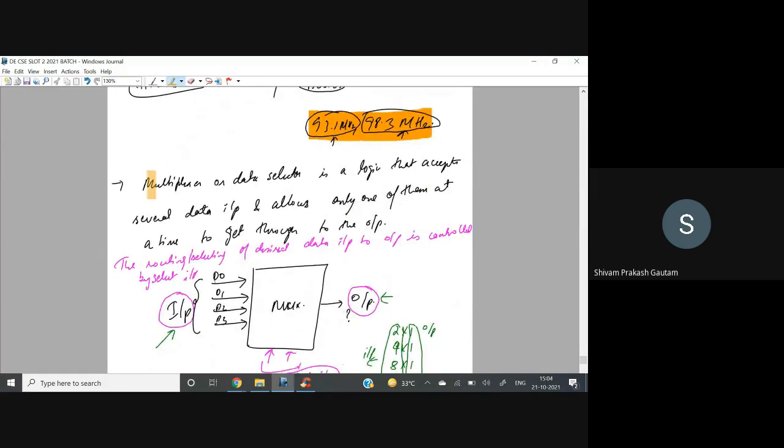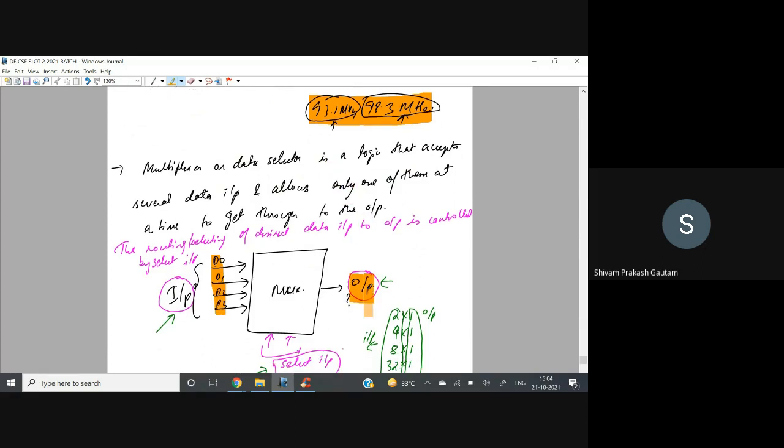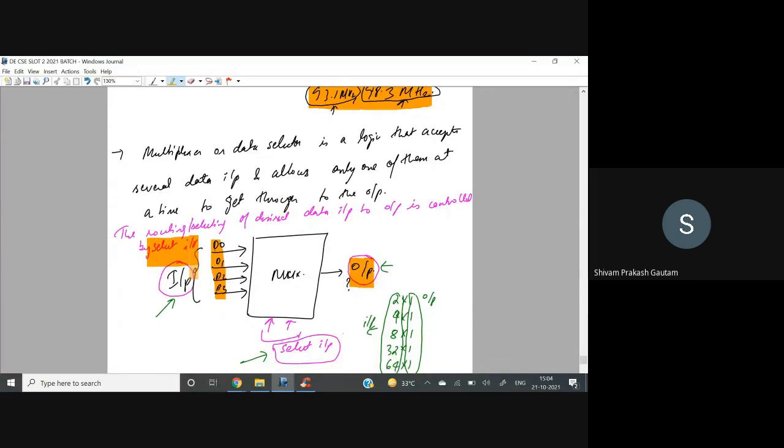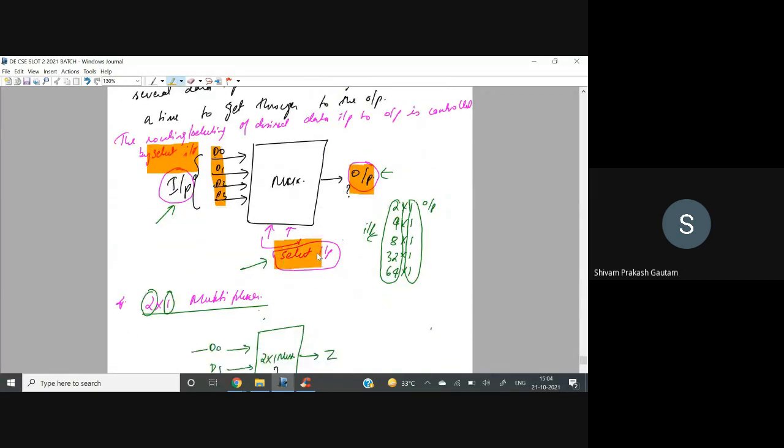Then, coming back to the multiplexer definition, a multiplexer or data selector is a logic that accepts several data inputs and allows only one output according to the select lines, by selecting the input. These are the select inputs being given. So there are three parts in a multiplexer: input, output, and select line. Depending upon the select input, the corresponding input will flow to the output.